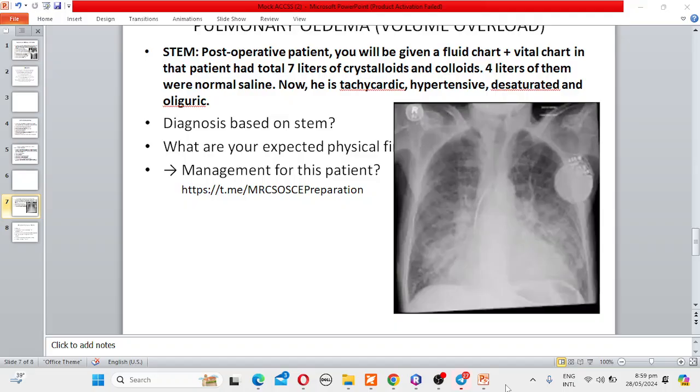Okay, so inotrope drugs increase the cardiac contractility. They act via the autonomic nervous system. Examples include adrenaline, noradrenaline, and dopamine. The vasopressor drugs cause vasoconstriction and increase the mean arterial pressure, and they also act via the autonomic nervous system. Examples include vasopressin and noradrenaline.